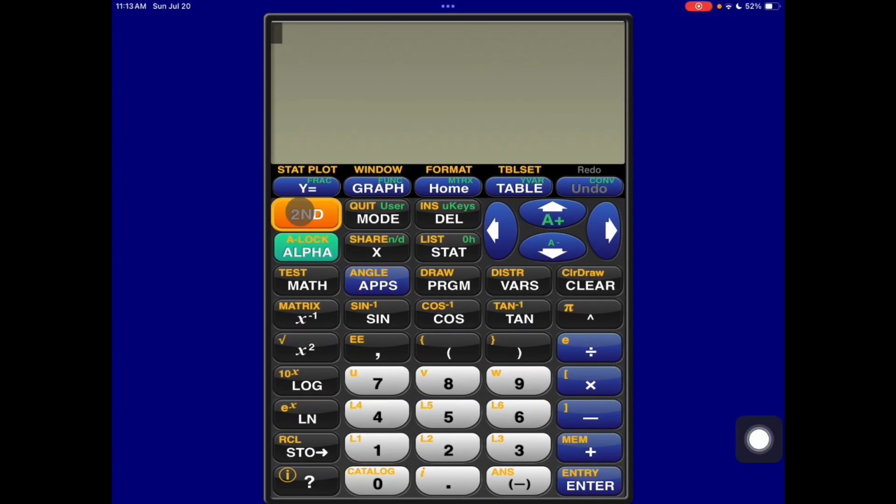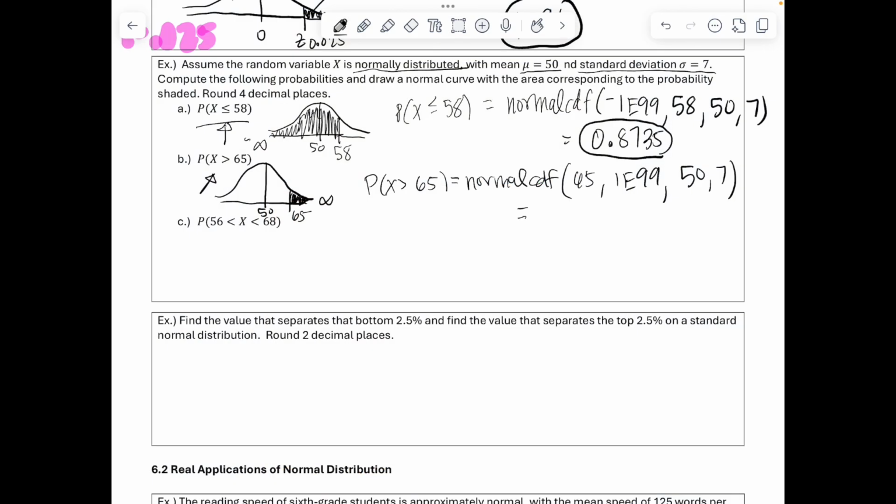On the graphing calculator, we're going to go to second, vars, normal CDF. This time our lower bound is 65, comma, our upper bound, which is 1E99. So we need to type 1. E we get by going to second, comma, type 99, comma, the mean, which is 50, comma, standard deviation, which is 7. Close your parentheses and select enter. From here you get your probability. Make sure to correctly round 4 decimal places. From the graphing calculator, we get an answer of 0.0161.